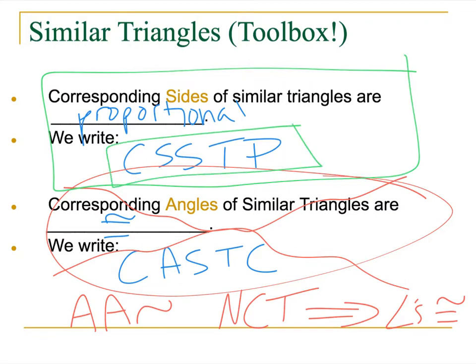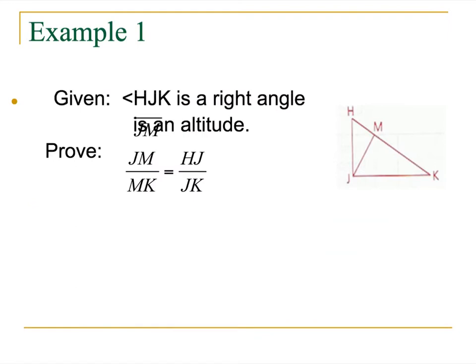All right. So we got some text that seems to have moved on us. This says JM is an altitude. So this angle HJK is a right angle, JM is an altitude, and then we have to prove that JM over MK is equal to HJ over JK. So that's just saying that those sides are proportional, hence the CSSTP. Okay? That's what we're going to be using there.